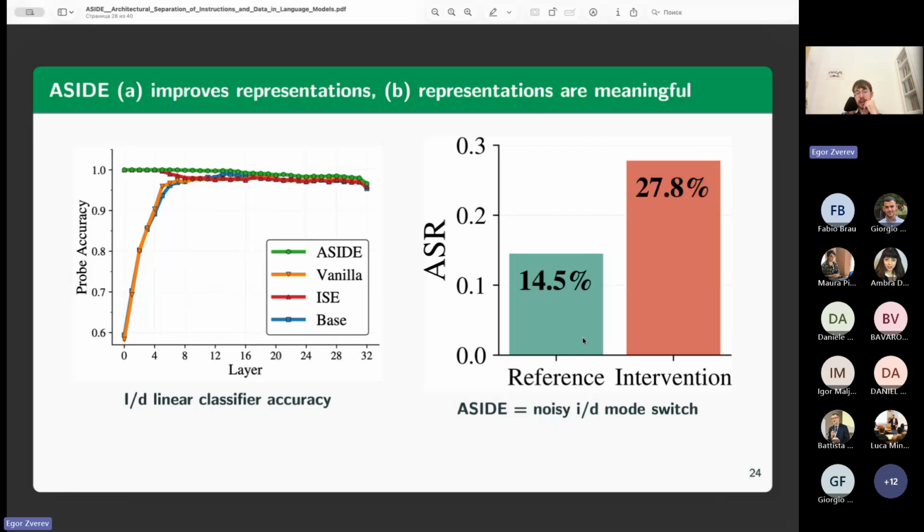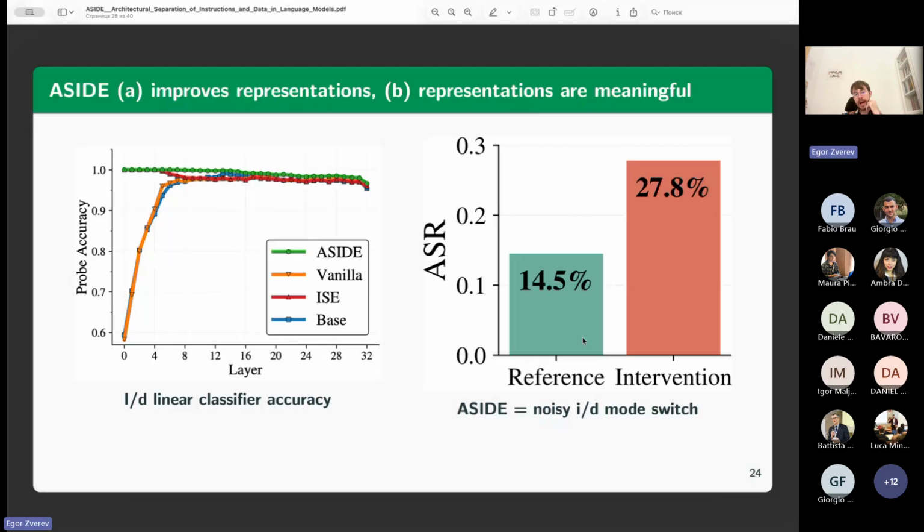If you actually look at the vanilla and base models, this is not the case by default for them. The vanilla model starts at about 60%, and then it reaches maybe 95% at about layer 8 or so, and then it stays somewhere there at 95%. We hypothesize that this happens because at some point, the model gets enough understanding of the semantical meaning of tokens to make a reasonable guess that this looks like instruction and this looks like data, but it actually has to work for that. But for ASIDE, it doesn't. By this mechanical trick, you have the perfect separability straight from layer 0.